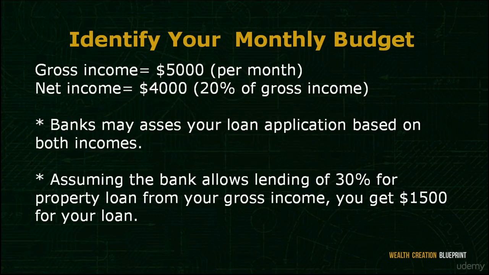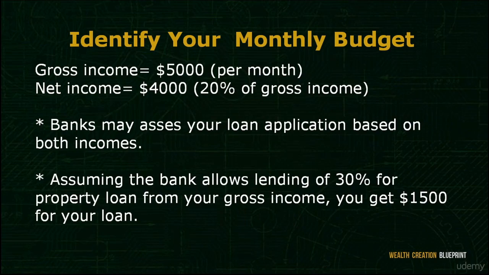First, identify your gross income, which is the salary that you receive at the end of every month. For example, you earn $5,000 US per month, and this is your gross income, which is the income you earn without any deductions or expenses. Then identify your net income, which includes the deduction of expenses per month.